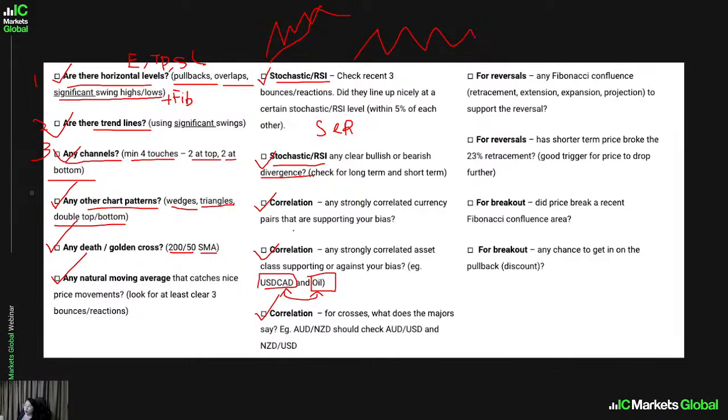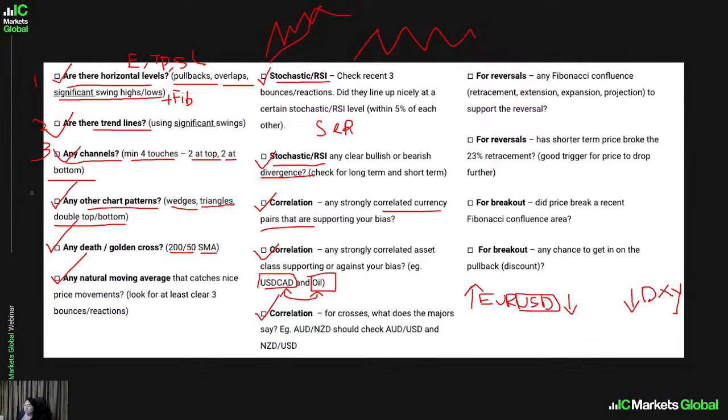Other forms of correlations is using currency pairs that are supporting your bias. So for example, if you are going to trade EUR USD, it means that you are either going to buy or sell the US dollar, right? So you can also do your analysis on DXY. Why? Because DXY is the US dollar index. Let's say you're buying EUR, that means you're selling the USD, you're shorting the USD. So DXY should also be going down. That's where you get your correlation and your double confirmation or triple confirmation.